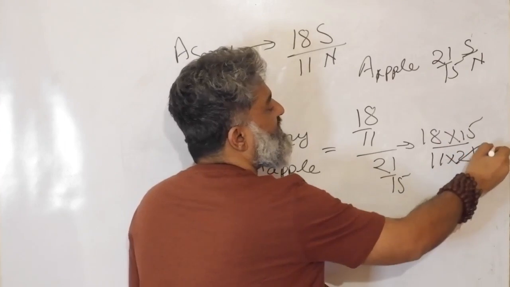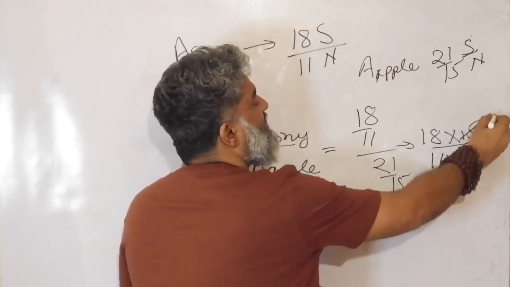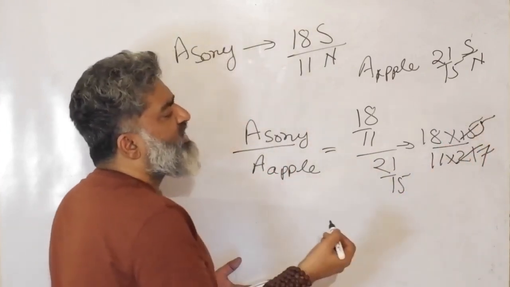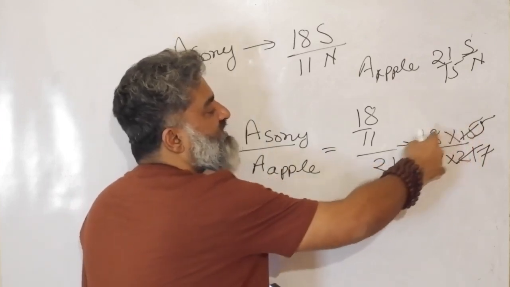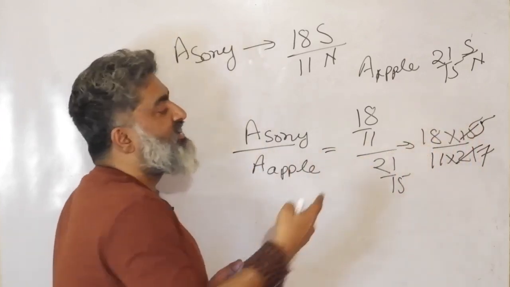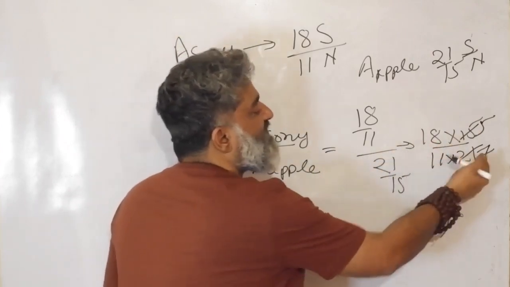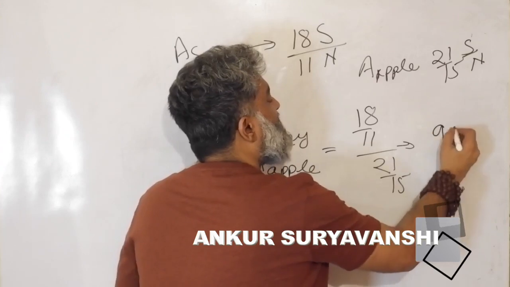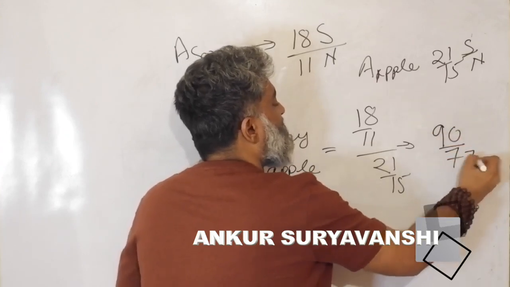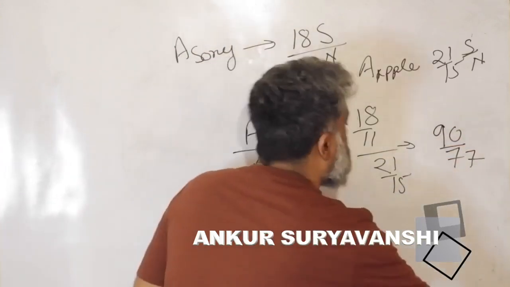3 7s are 21 and 3 5s are 15. Can I do any other jugglery? No. So 18 into 5, 5 10s are 50, 5 8s are 40, is going to be 90. And 11 into 7 is going to be 77. So what I get is 90 by 77.